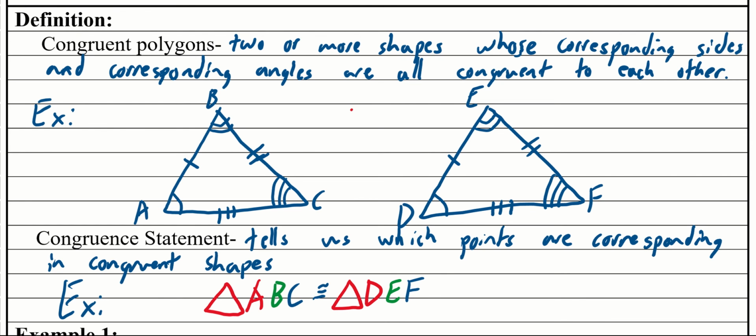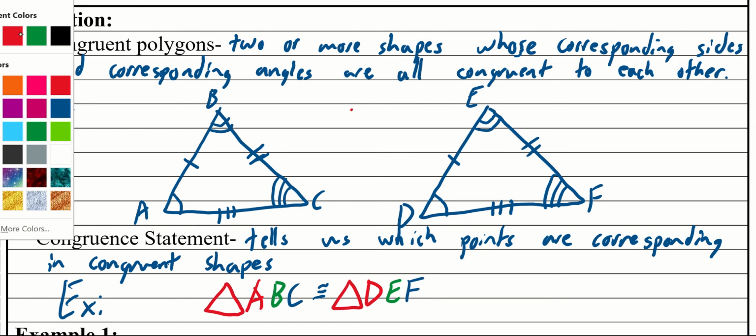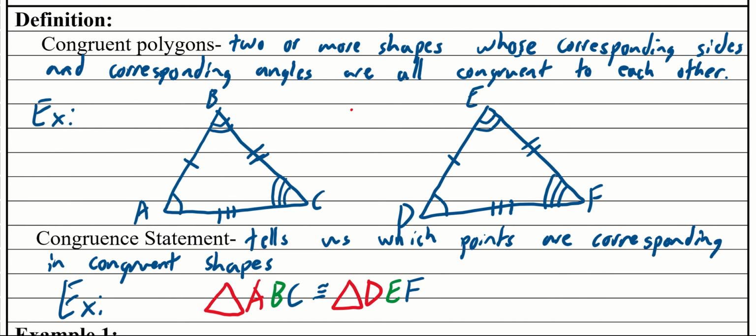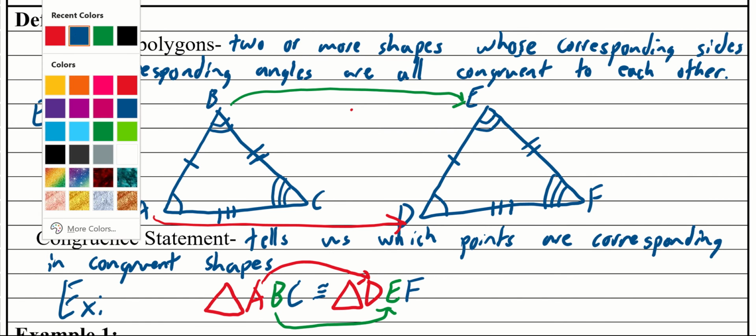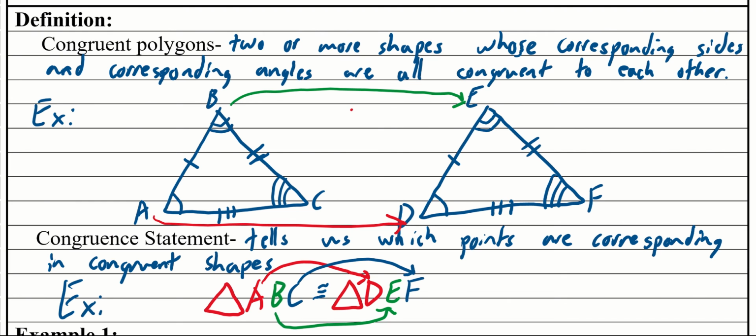So this is why the congruent statement is so helpful, because it shows me here, if I have A and D, they're both the first letter in my statements, that means A and D are going to be corresponding. And sure enough, we see that is the case in the picture. Same thing here with B and E. B and E are also going to be in the same spot. And then lastly, C and F. C and F are the final letters, so those are also going to be corresponding in my picture.